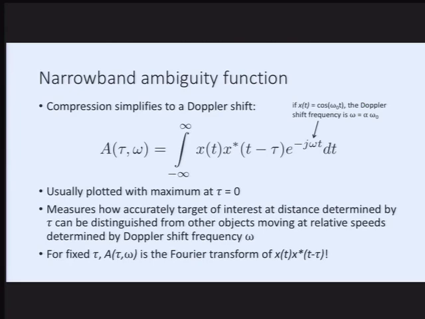So the compression terms that we had in the previous one now simplify to just this exponential that nicely has frequency and an imaginary component and time in it. And you can see actually that if you fix the time delay for when the echo comes back, then this is actually just a Fourier transform of a couple of different signals multiplied together.